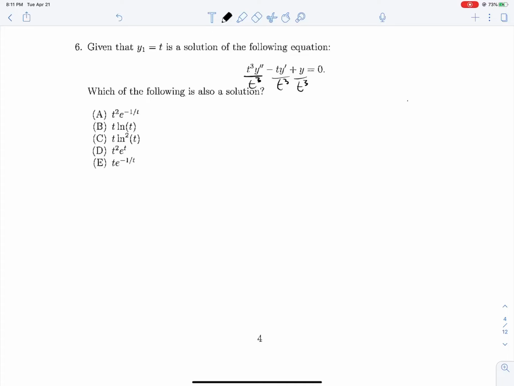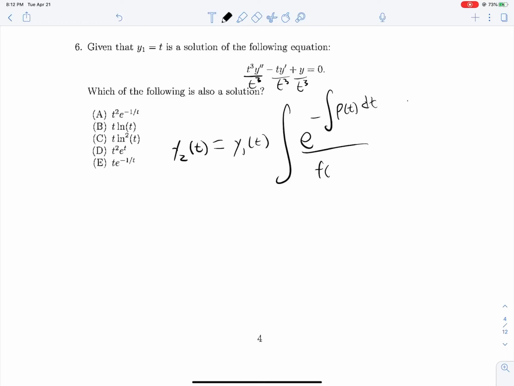so that the coefficient on y double prime is 1, we can apply the reduction of order equation, which states that y2 of t is equal to y1 of t times the integral of e to the negative integral of p of t dt, all divided by y1 of t squared dt. We can replace all of our y1s with t. That's what they tell us the first fundamental solution is. And then p of t is the term on y prime. So we get in here negative 1 over t squared dt. Double negatives will cancel. This integral gives us negative 1 over t.